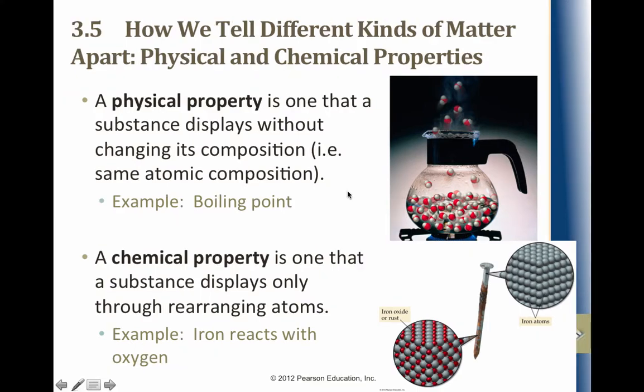H2O the whole time. Whereas a chemical property on the bottom is one in which we're talking about the reactivity of that element with other things. So iron reacts with oxygen and causes rust, which we know is always a problem. Corrosion is always a problem for bridges and buildings and cars and that sort of thing.